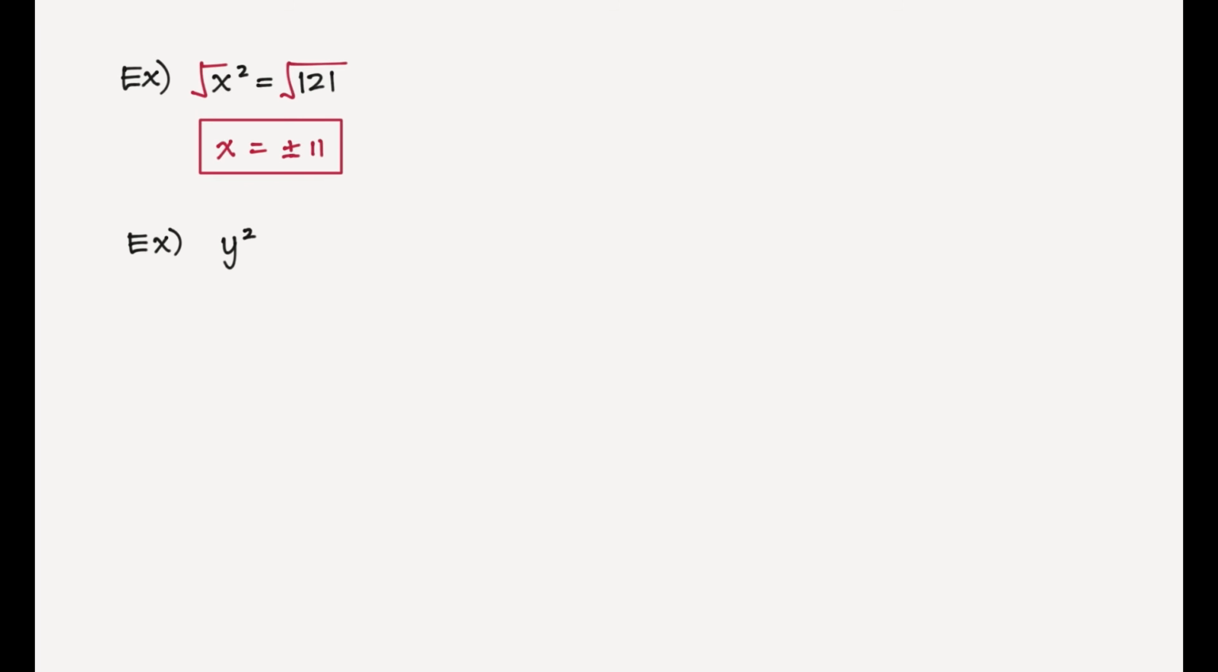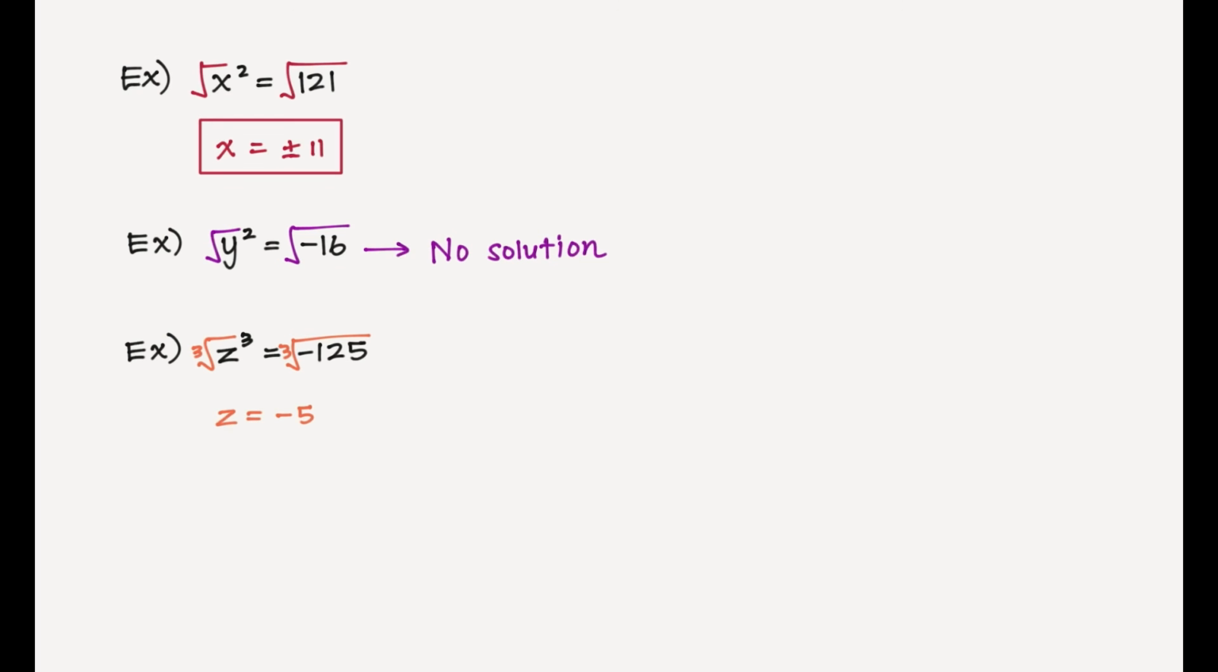We have y squared is equal to negative 16. So I can take the square root of both sides, but there is not any number times itself to equal negative 16, so I would say no solution. For our final problem, I have z cubed is equal to negative 125. So I can take the cube root of both sides, and I find that z is equal to negative 5, and I'm done. So that's it for this lesson.